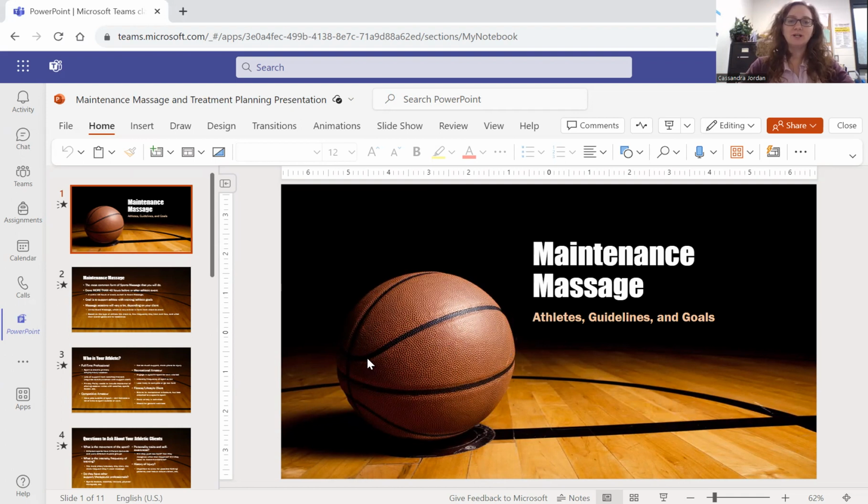So, maintenance massage. We have some different types of athletes, different guidelines, and different goals moving forward. This portion of the lecture will go to your study guide. So let's go ahead and move along.